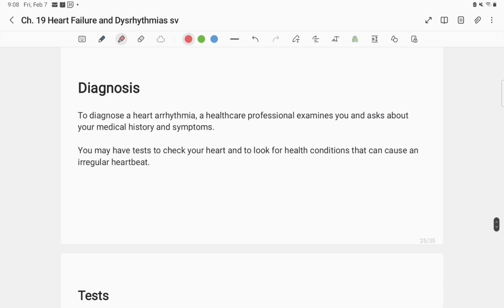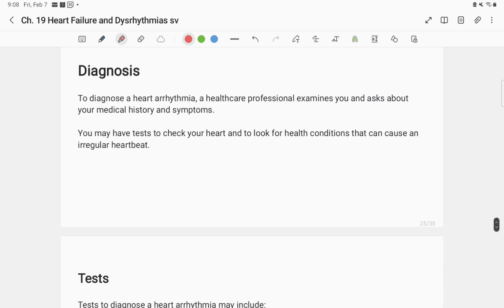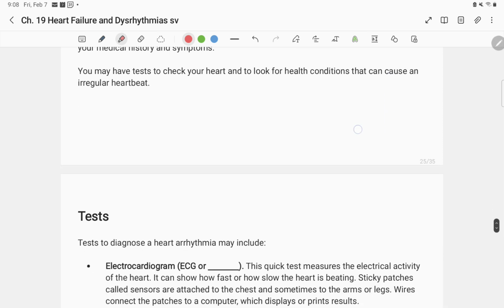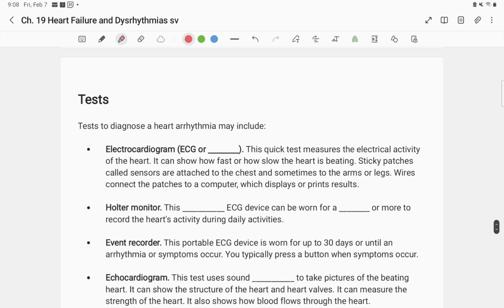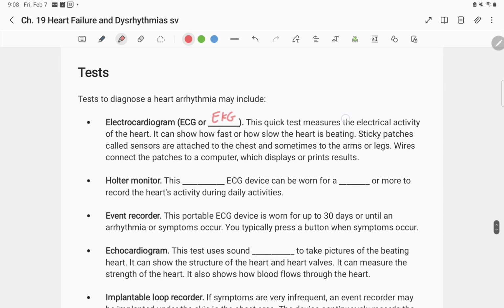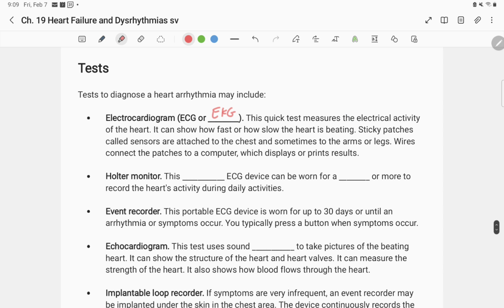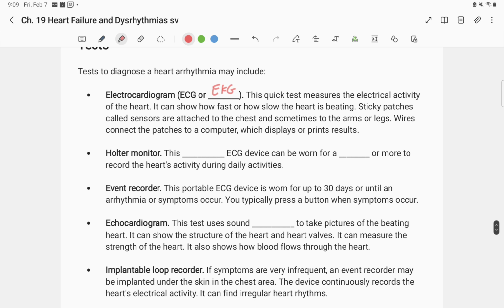Okay, diagnosis of arrhythmias. So an exam is done, a history is taken, and the use of EKGs can help to determine your arrhythmias and other heart issues. A Holter monitor, so this is a portable EKG device.